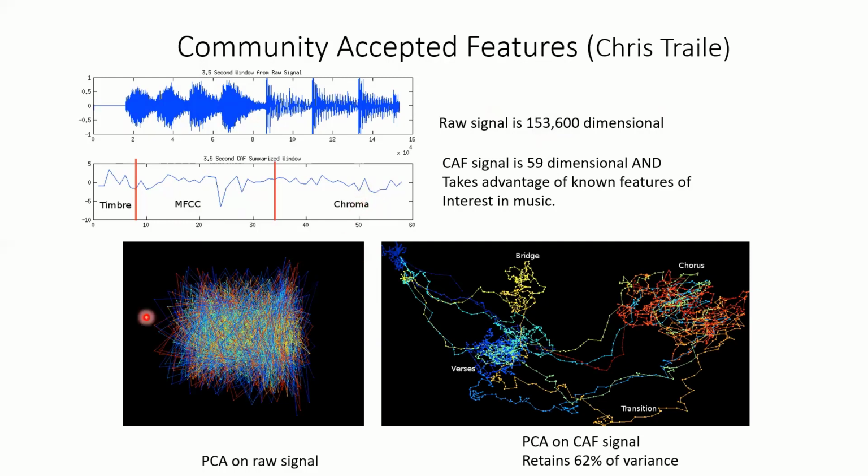These here at the bottom are two visualizations of sliding windows across the signal: sliding windows of the raw signal, and here, on the bottom right, sliding windows of the features. Both of these visualizations are using PCA. And then what one can see using these community accepted features is that the sliding window better traces out the different regions within the song. It goes from verses to bridges, transitions, and chorus, and it's a much more informative visualization than what the raw signal would give you.